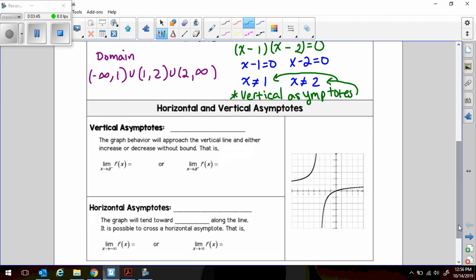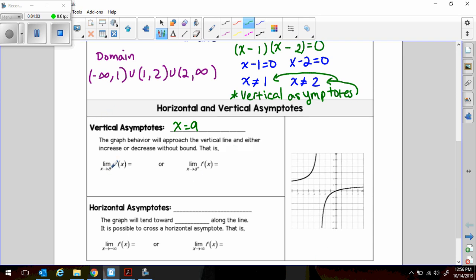So let's look at the horizontal and vertical asymptotes. The vertical asymptote theorem is pretty easy. It's just going to say x equals a. The graph behavior will approach the vertical line and either increase or decrease without bound. So we're going to go up or go down.